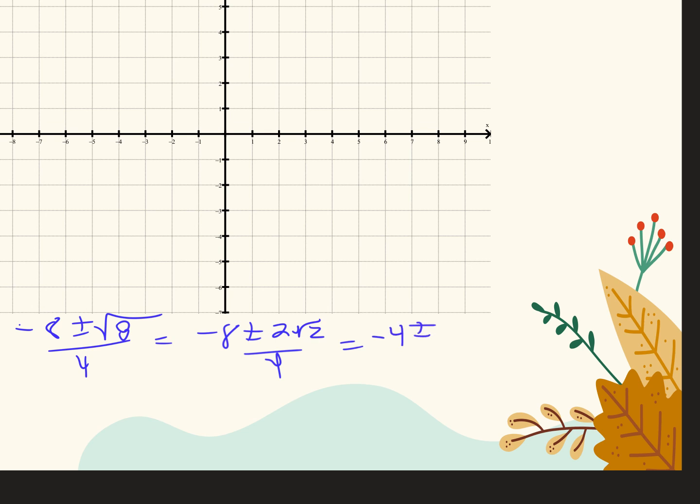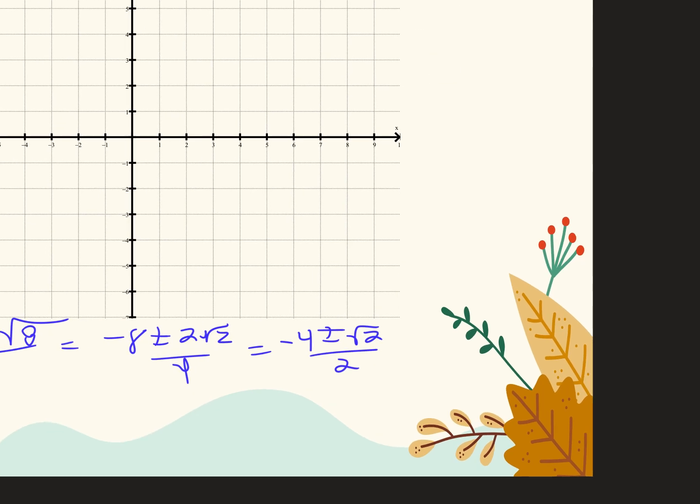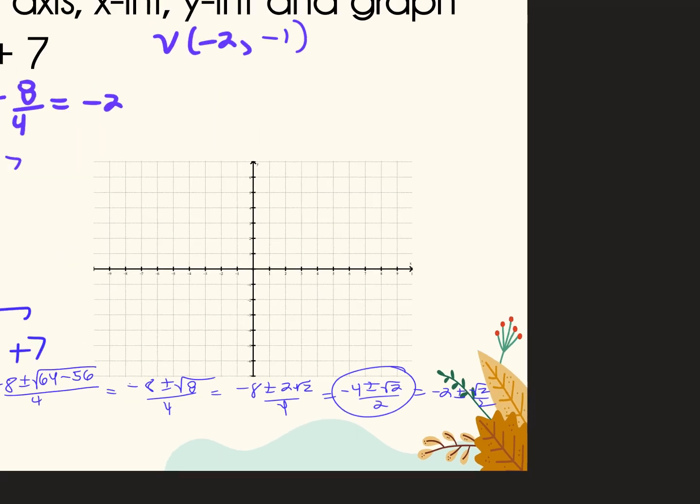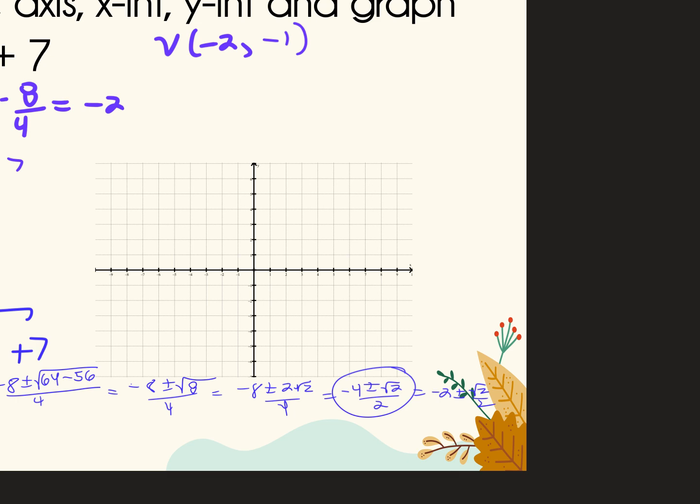Plus or minus, my 2's will cancel, so the square root of 2 over 2. If you wanted to simplify more and write this as negative 2 plus or minus the square root of 2 over 2, you could, but I'm fine with you guys leaving it just like that. So we found out what our x-intercepts are. Are those beautiful and wonderful and you guys can't wait to graph those? No, but it is what it is.